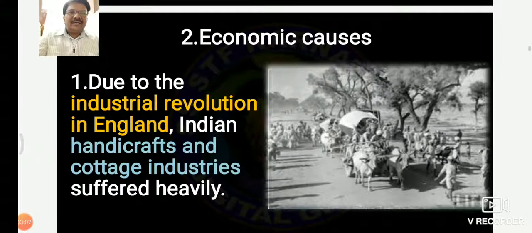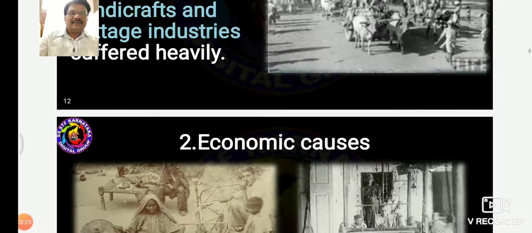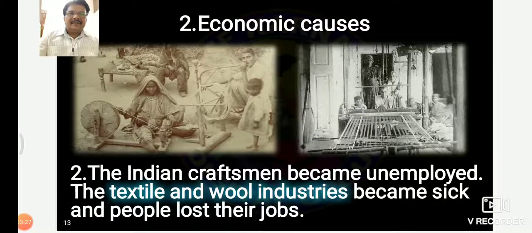Now, economic causes. What were the economic causes? The Industrial Revolution in 18th century England was a major economic cause. The Indian handicrafts and weavers, artisans, cottage industries suffered heavily. The Indian craftsmen became unemployed. The textile and wool industries were completely destroyed. People lost their jobs.